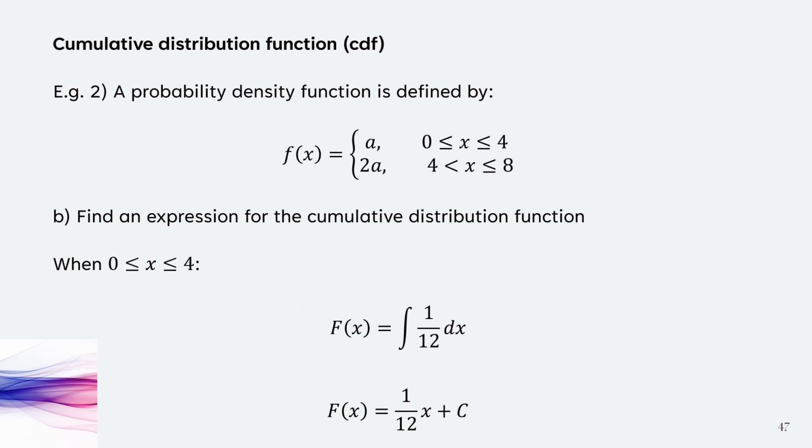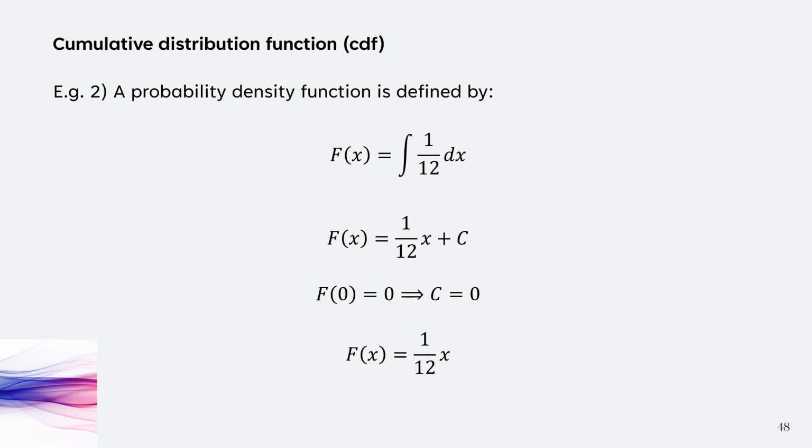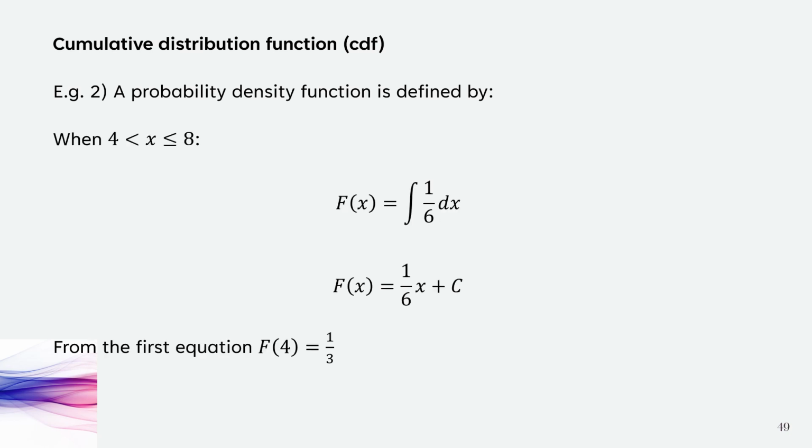So now if we want to find an expression for the cumulative, we're going to focus on the two different ones. So we're going to focus on a from 0 to 4, where a is a 12th, and we're going to integrate a 12th. And so you get F of x equals a 12th x plus some constant. We can sub in the first value, which is when F is 0, the function is 0, so you get c is 0, so you get a 12th x. Because this is the beginning, when F of x is 0, x is 0.